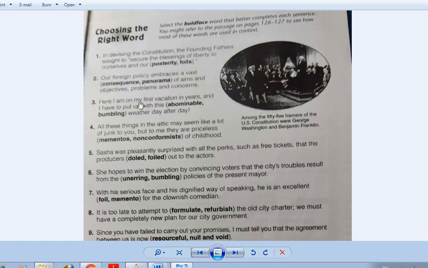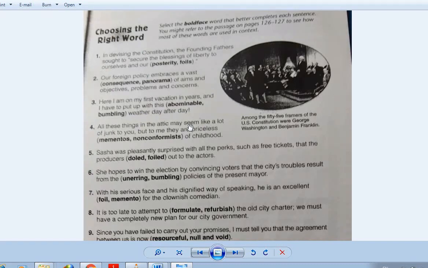Here I am on my first vacation in years, and I have to put up with this weather day after day. You have to put up with something good or bad. Yes, bad. You have to be tolerant or patient with something hard. Which of these can be describing the weather? Yes, abominable. Abominable weather. Okay. Number 4, the things in the attic.